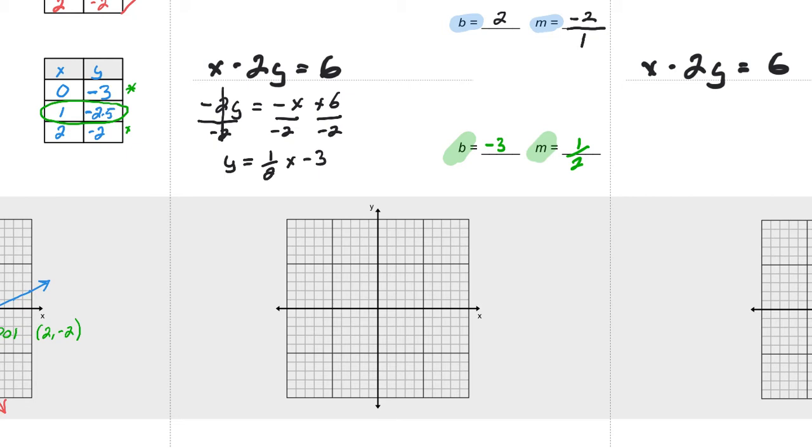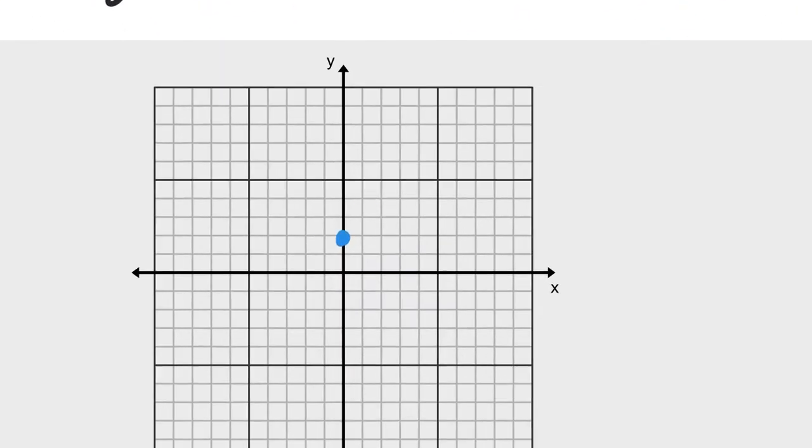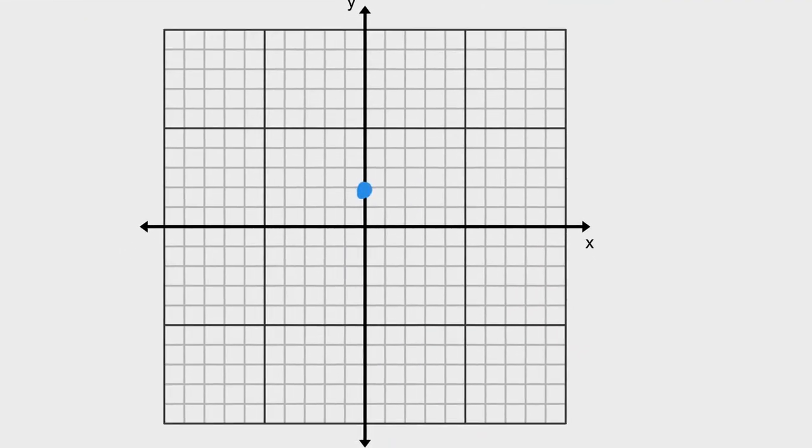So my first equation, b is 2. So I'm going to plot it on the y-axis. Slope is down 2 over 1. Rise or fall, then always run to the right. So down 2, run to the right. Down 2, run to the right. And now you can see the pattern.